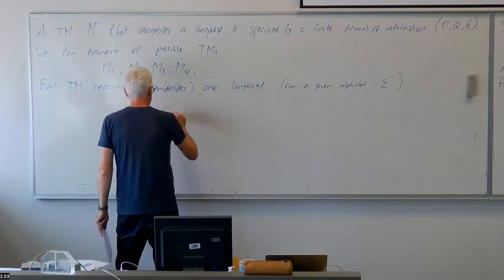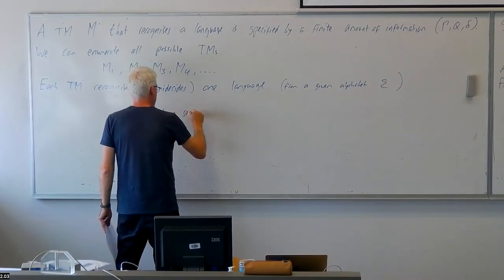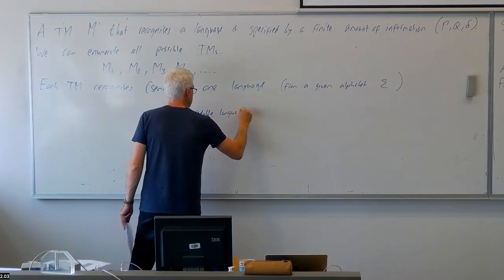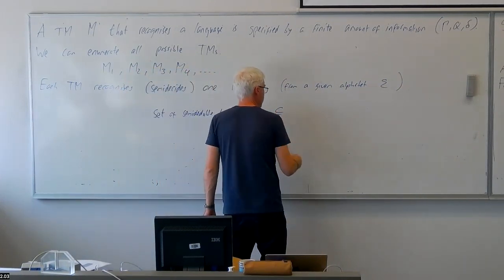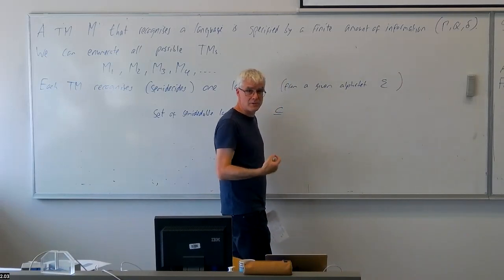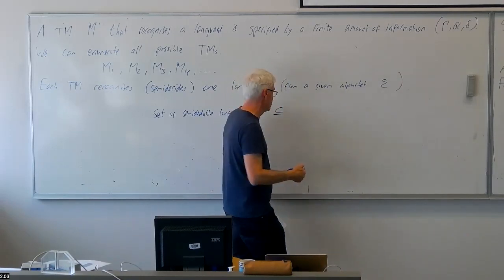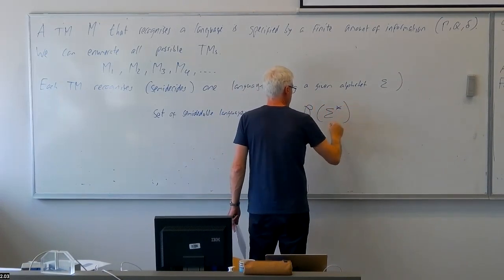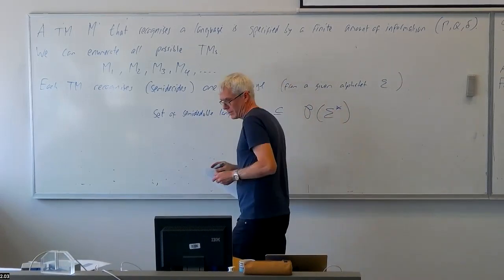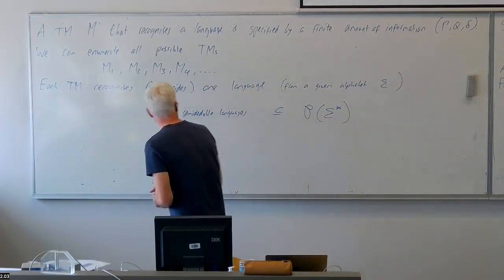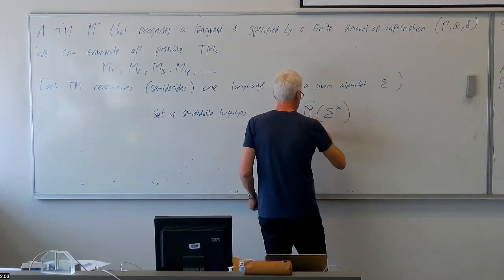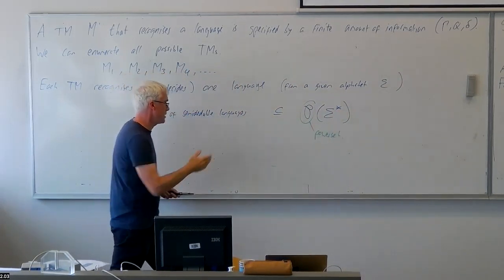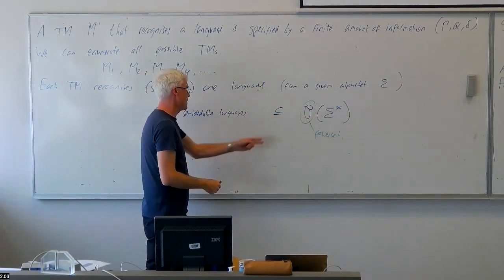For any sigma, we can consider the set of semi-decidable languages. That's a subset of the set of all languages. And a language was just defined to be a set of words. So the set of all languages is the power set of the set of strings. This is the power set, the set of all subsets of the set of all words. Every such thing is a language.